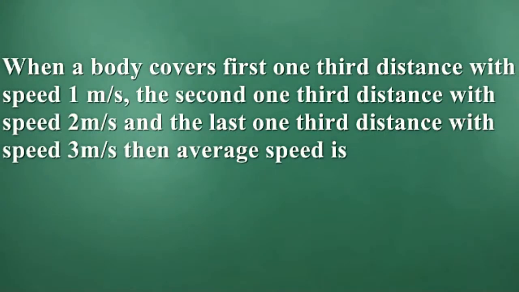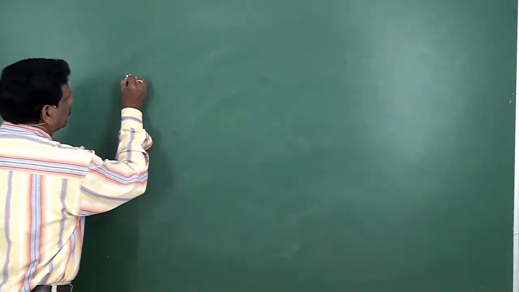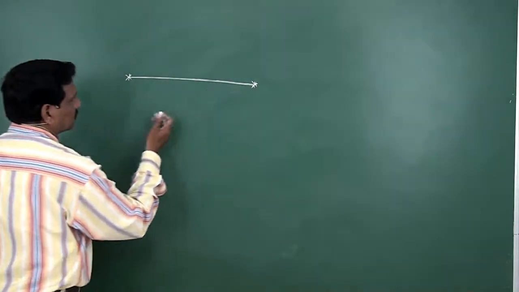Next problem, a similar type of problem. When a body covers the first 1/3 distance with speed 1 meter per second, the second 1/3 distance with speed 2 meter per second, and the third 1/3 distance with speed 3 meter per second, then the average speed is? So here the body covers the first 1/3, second 1/3, and next 1/3. The total distance is divided into 3 equal parts.